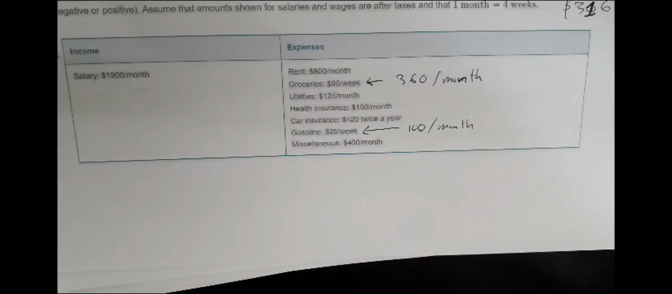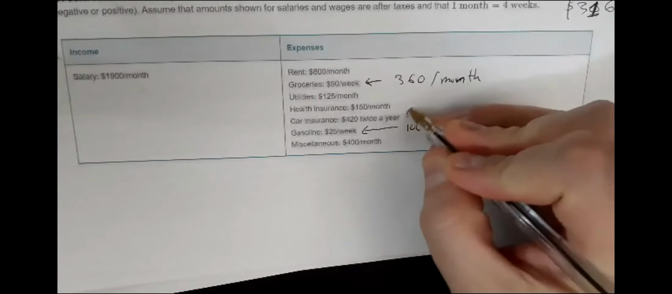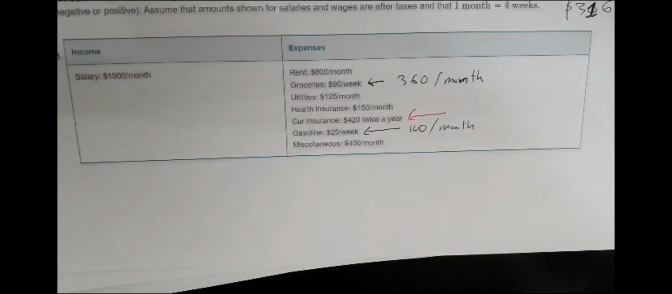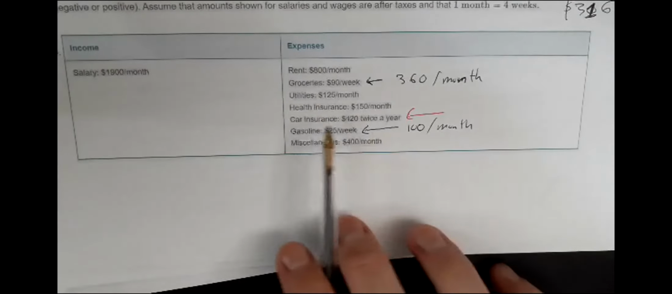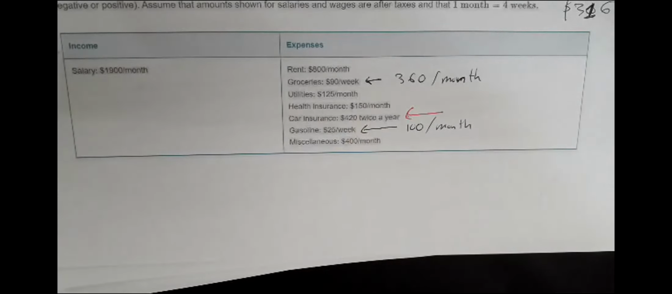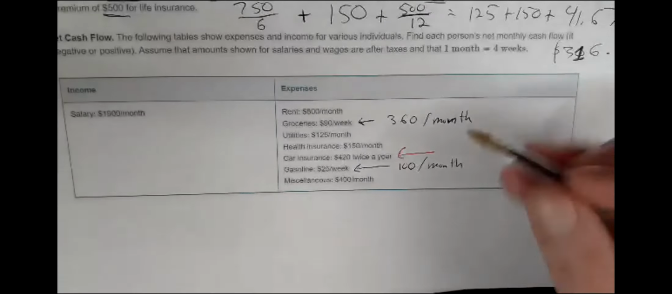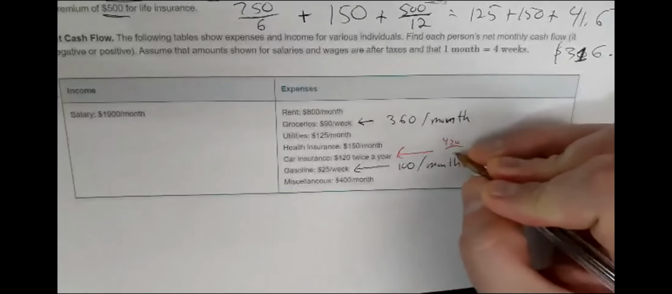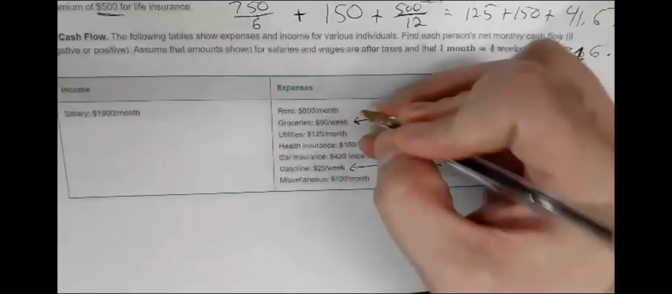We're doing what? 420 twice a year? We just had something similar to this. If this is happening twice a year, what do I have to do with this amount? Divided by 2. I mean, twice a year is 6. Yeah, divide by 6. Divide by 6. Or multiply by 4.